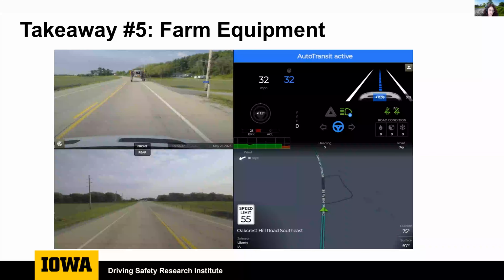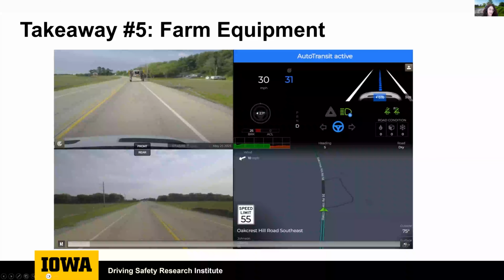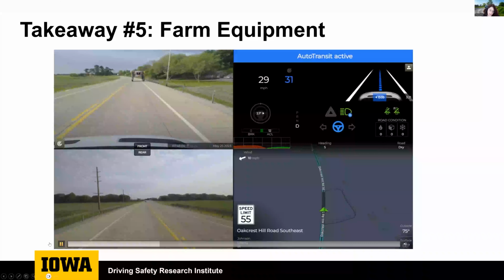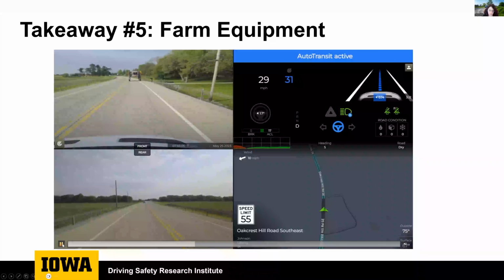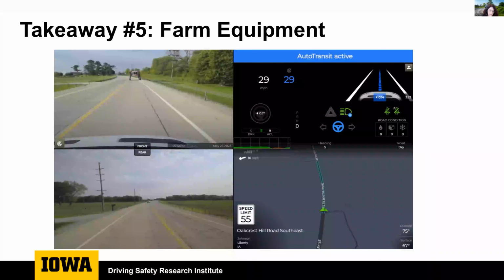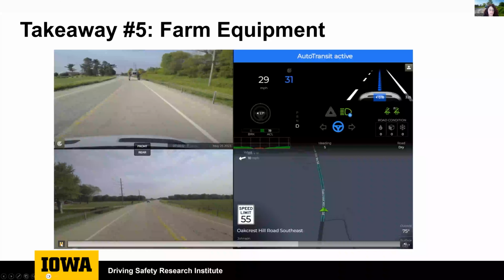Now, the question here is, is the automation going to be able to detect and identify this sprayer correctly? I know I was a safety driver during this particular encounter, and I know I was thinking to myself, I don't know what's going to happen. So Omar, why don't you play it and we'll find out. So we'll see here that the automation was able to identify the sprayer as a vehicle, and it decreased its speed down to about 30, and we're following at a safe distance.